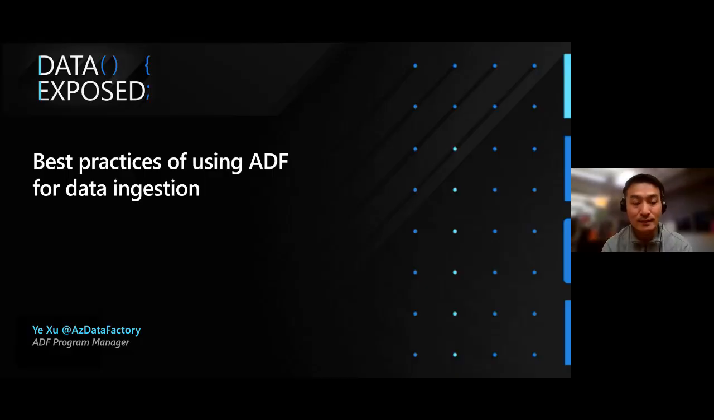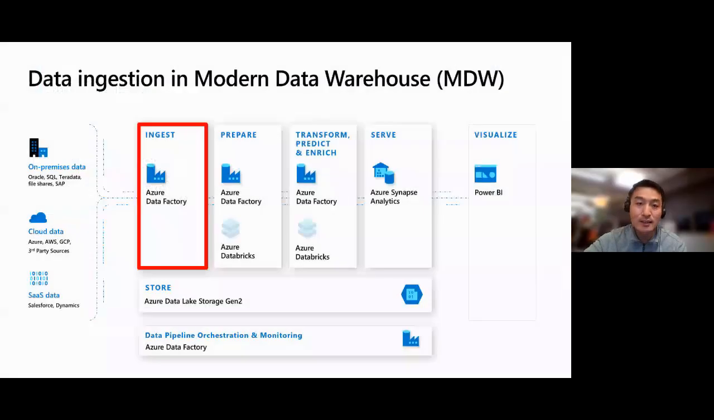Now we have a new session on the pattern and best practice of using Azure Data Factory for data ingestion. So let's get started. When we're talking about data ingestion using Azure Data Factory to modernize your data warehouse, we are talking about the blue and red triangle in this chart. You normally use Azure Data Factory to move data from a big variety of sources into a data lake for further analysis. When you move the data, we call this data ingestion.